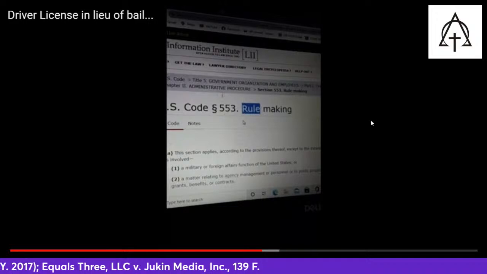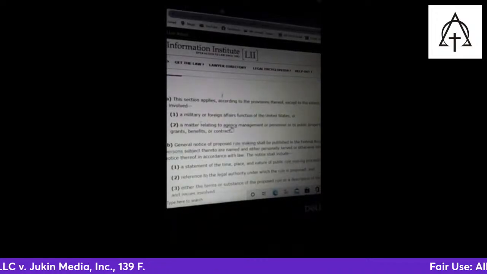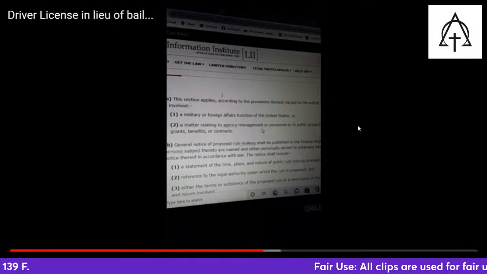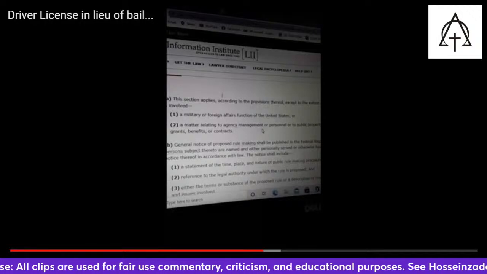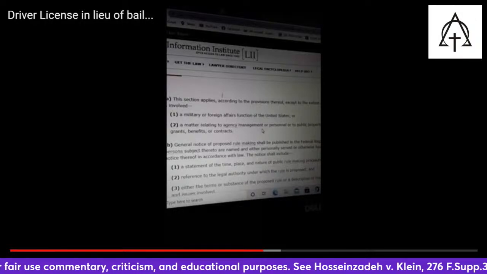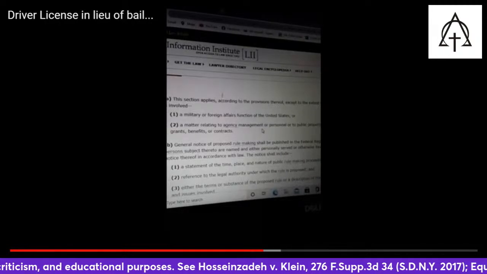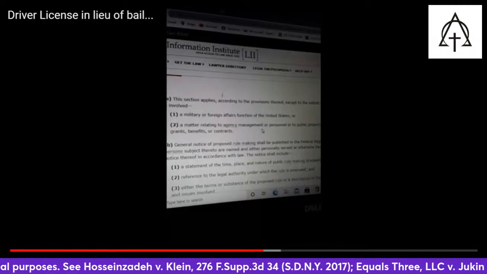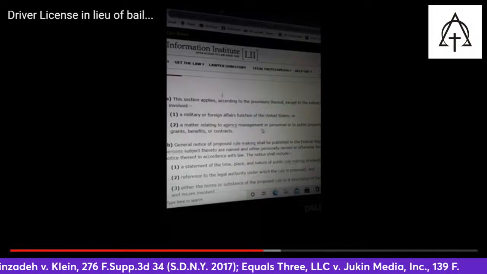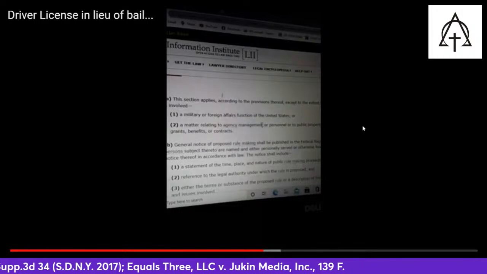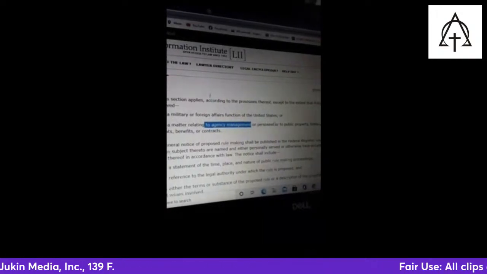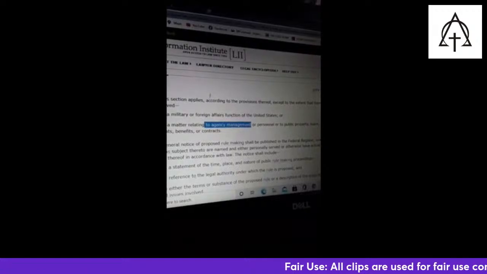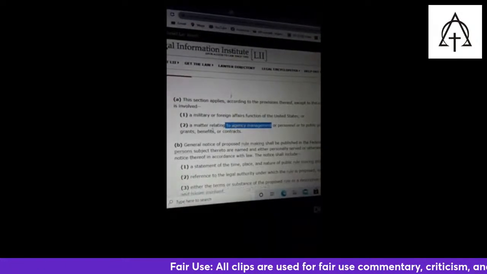The United States or any state of the Union is in regards to a matter relating to agency management. That's the subject matter. Agency, man, age, ment. The mentality of the age of your being a man, the age of majority, but you're being treated as a minority. Comprehend this. Pure and simple. That's all it pertains to. Or personal or to public property. Not of public property, but to public property. Loans, grants, benefits, or contracts.